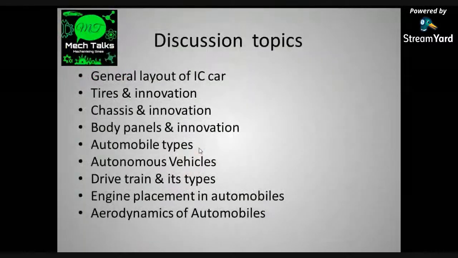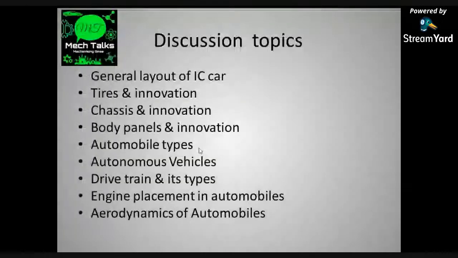So today's discussion topics are the general layout of an internal combustion car. At the same time, we'll be talking about tires and innovation, chassis and innovation, body panels, and automobile apps. I'll also discuss how the autonomous vehicle works, and the drivetrains and their types. We must also know about engine placement in automobiles when we talk about drivetrains, so the next topic is engine placement in automobiles. And lastly, I'll talk about the aerodynamics of automobiles.